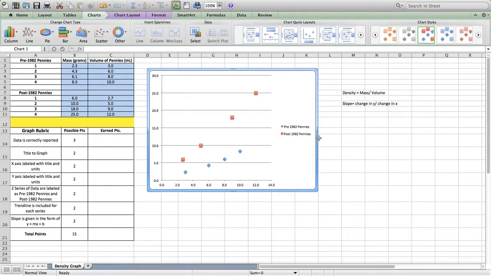So now this is really nice because it also labels our series so that I can tell that those blue diamonds represent my pre-1982 pennies and the red squares represent my post-1982 pennies. And again, remember, your mass is being plotted on the y-axis and your volume is being plotted on the x-axis.